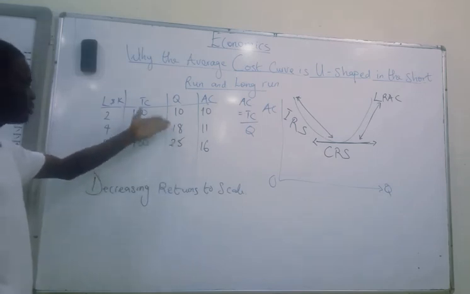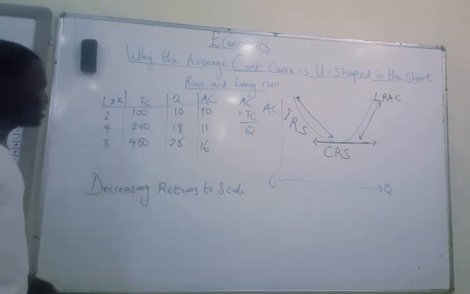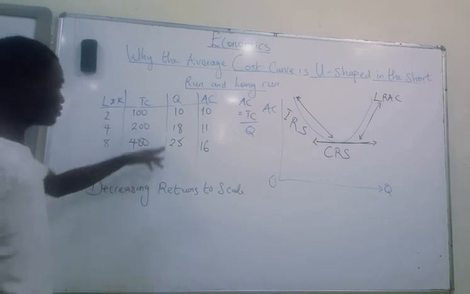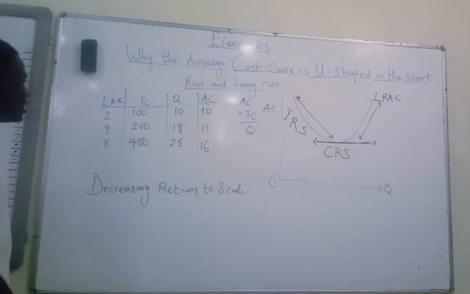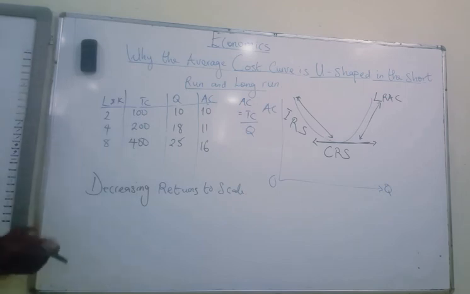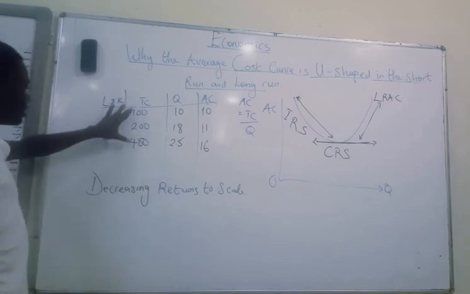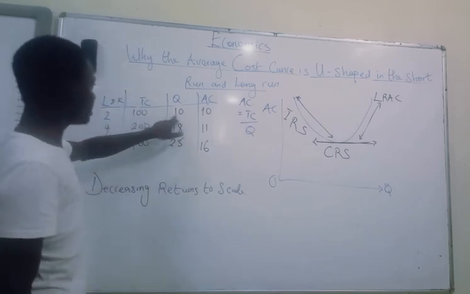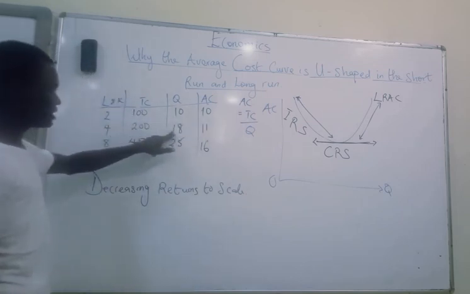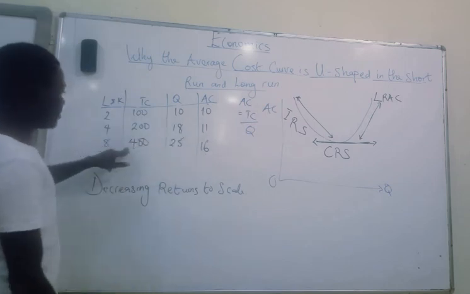But then what do we have? Output is only changing by 7, so we have 25, from 18 to 25. Cool. Then what is our average cost for each of them? Total cost here is what it is. So we have 100 divided by 10, which is 10. 200 divided by 18 is approximately 11. Then 400 divided by 25 is 16.